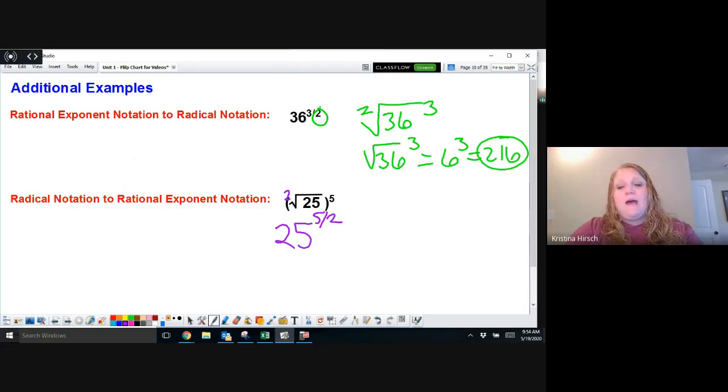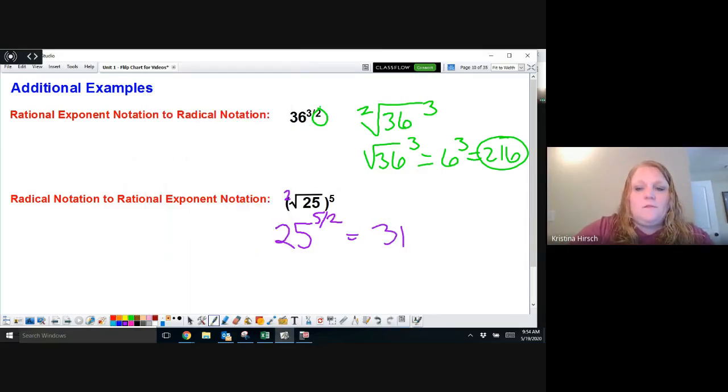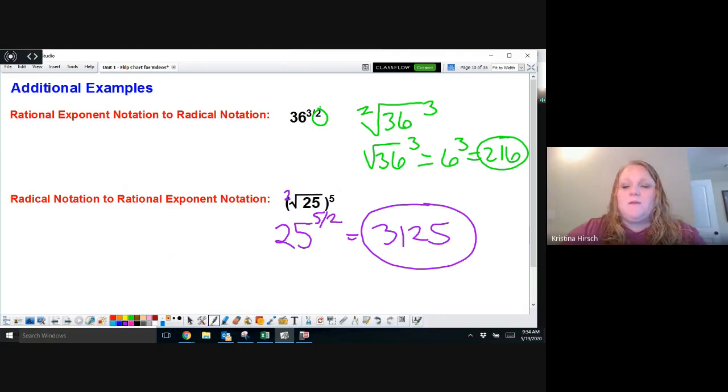Or you could do the math and actually do it. All right? So 25 raised to the 5 halves power is 3125. All right, so that's the most simplified version. So this is rewriting it in rational exponent notation. And then this is actually simplifying it all the way out.